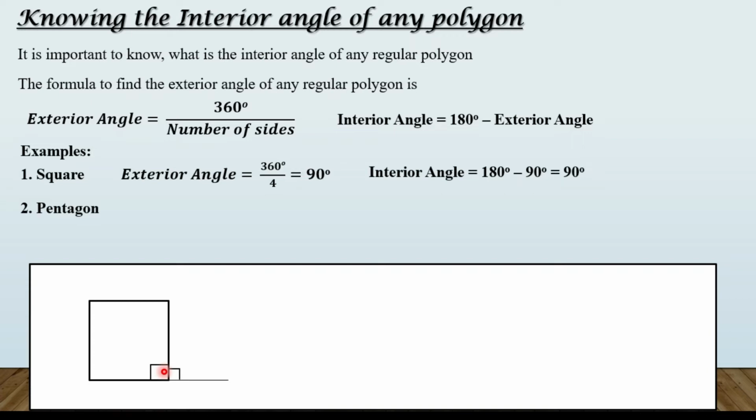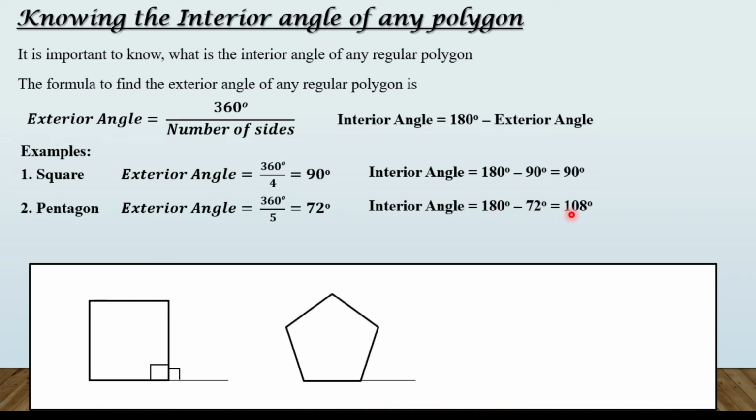In case of a pentagon, exterior angle equals 360 degrees divided by 5, the number of sides, equals 72 degrees. Then interior angle will be 180 minus 72, which gives us 108 degrees. So this is the regular pentagon and this is the exterior angle we are talking about. This is 72. So this total is 180 degrees. Out of that 72 has gone. So interior angle equals 108 degrees.